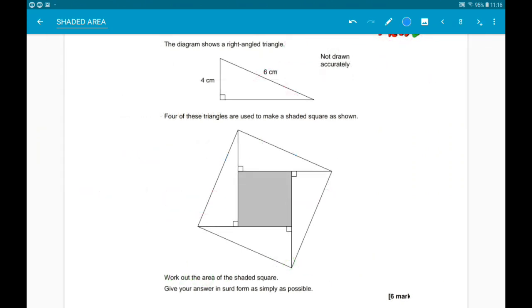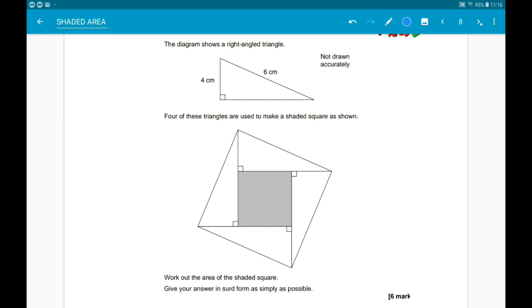Now the final question. Now this one is very much higher only. It's 6 marks and it involves Pythagoras and SURDS. Yay. So the diagram shows a right-angled triangle. 4 of these triangles are used to make a shaded square as shown. Our job is to work out the area of the square, giving our answer in surd form as simply as possible. Okay, so area of a square. How bad can that be?